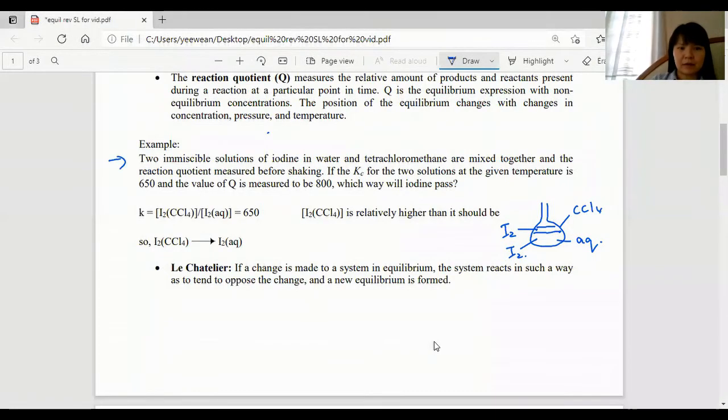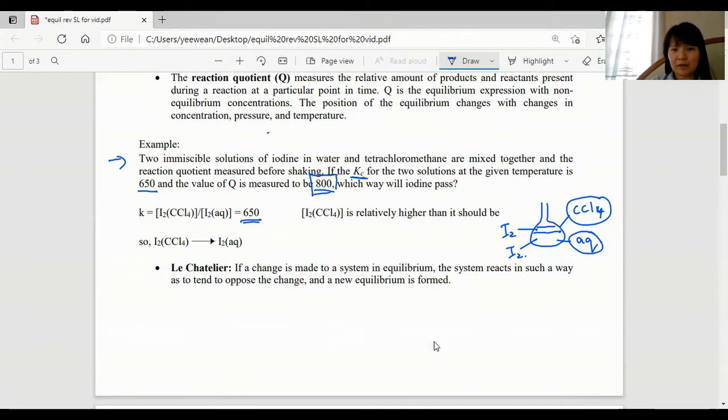Let's look at this example. Two immiscible solutions of iodine in water. So water is this layer here, and tetrachloromethane, so CCl4, is the top layer here. Iodine is in both of these solvents. They are mixed together and the reaction quotient is measured before shaking. If the Kc, this is at equilibrium for the two solutions at a given temperature, is 650, and the value of the quotient is 800, so it's too high, obviously.